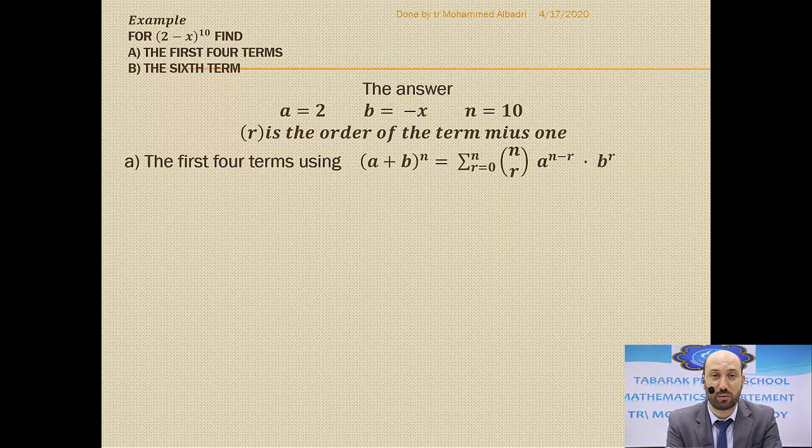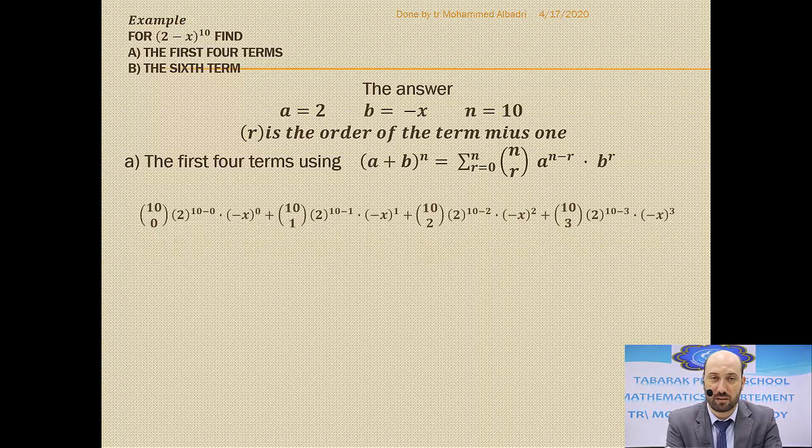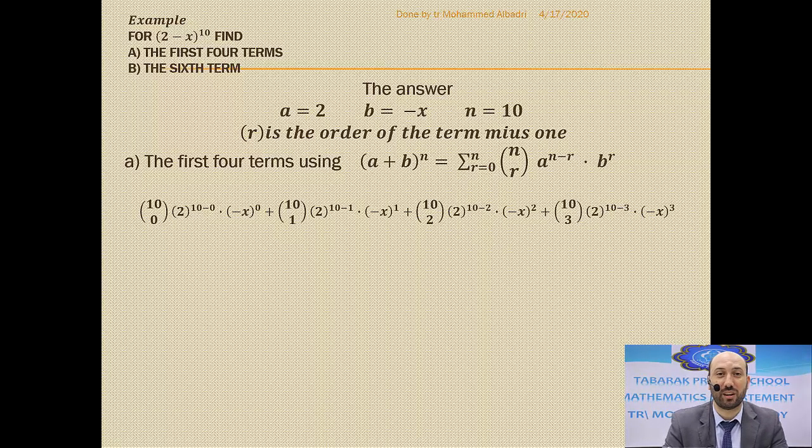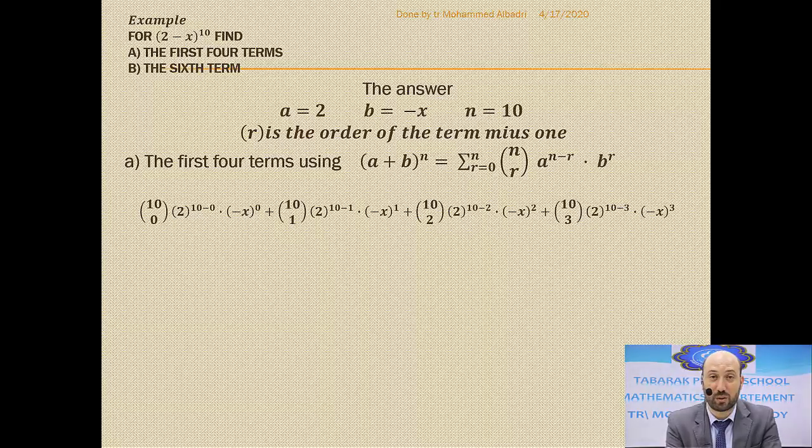using the formula is 10 choose 0 times 2 power 10 minus 0 times (negative x) power 0, plus 10 choose 1 times 2 power 10 minus 1 times (negative x) power 1. The third term: 10 choose 2 times 2 power 10 minus 2 times (negative x) power 2, plus 10 choose 3 times 2 power 10 minus 3 times (negative x) power 3.